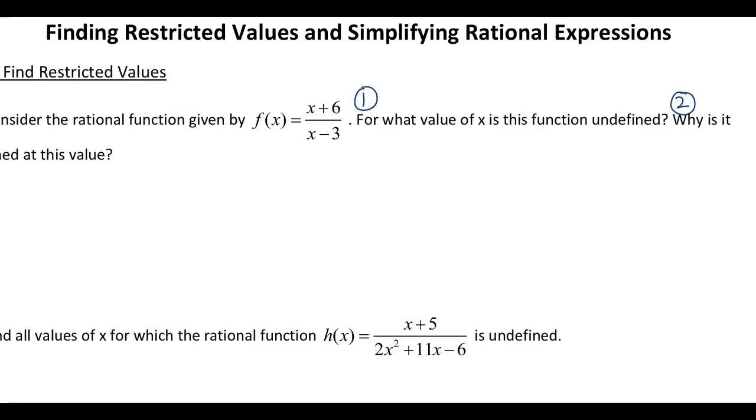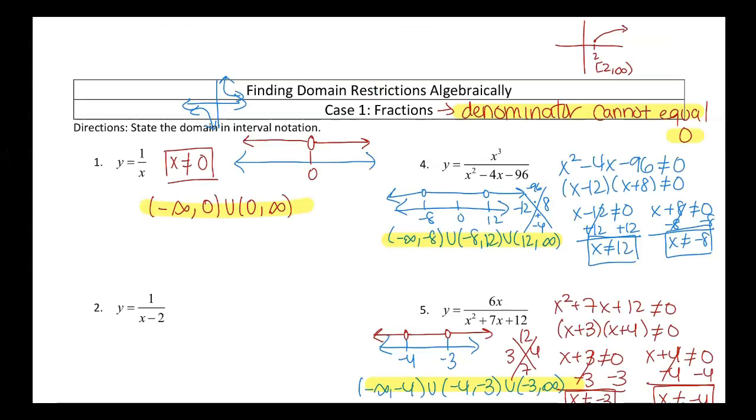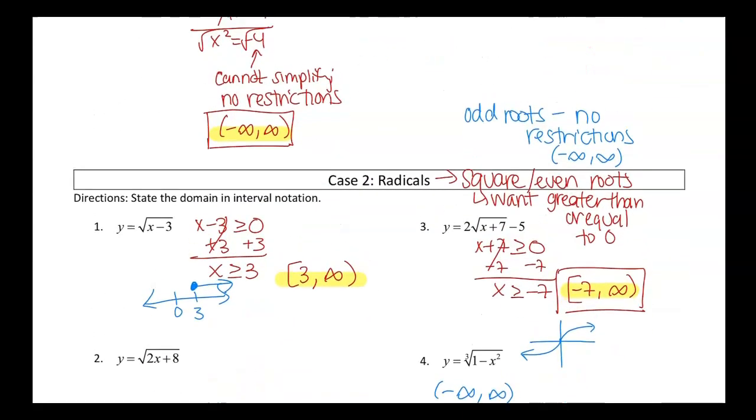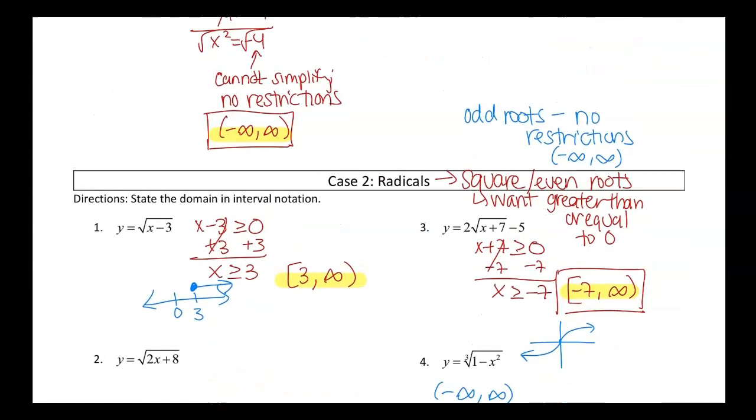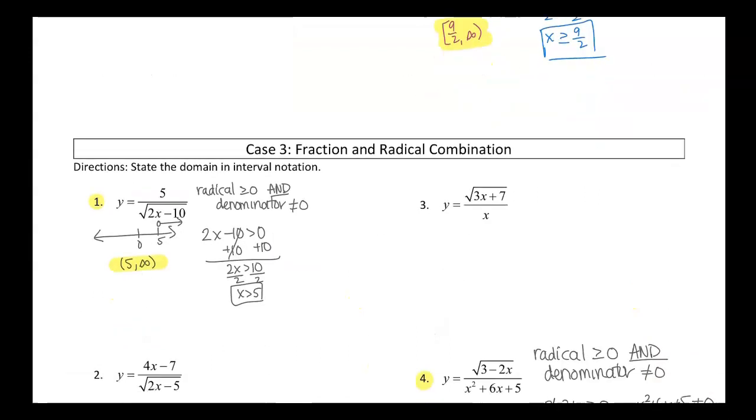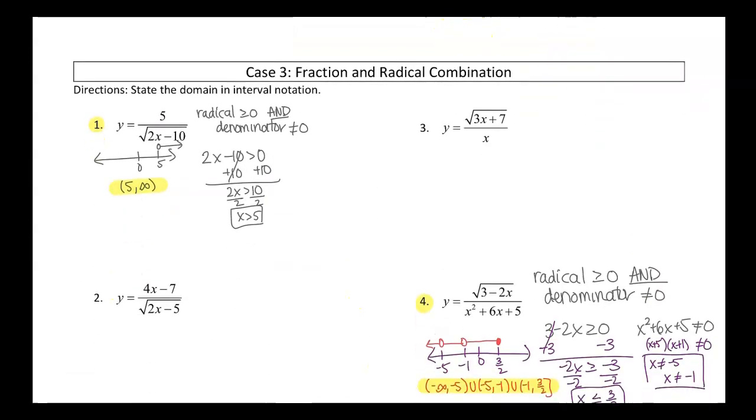Anytime something is undefined, if you think back to when we were looking at domain restrictions, there were three main restrictions. Whenever you have fractions, your denominator cannot equal 0. Whenever you have radicals, square roots or even roots, you don't want any negatives underneath. And the last one was a combination of fractions and radicals, where you have to consider both. So you don't want zeros in your denominator, and you also want your radical to be a positive number underneath.